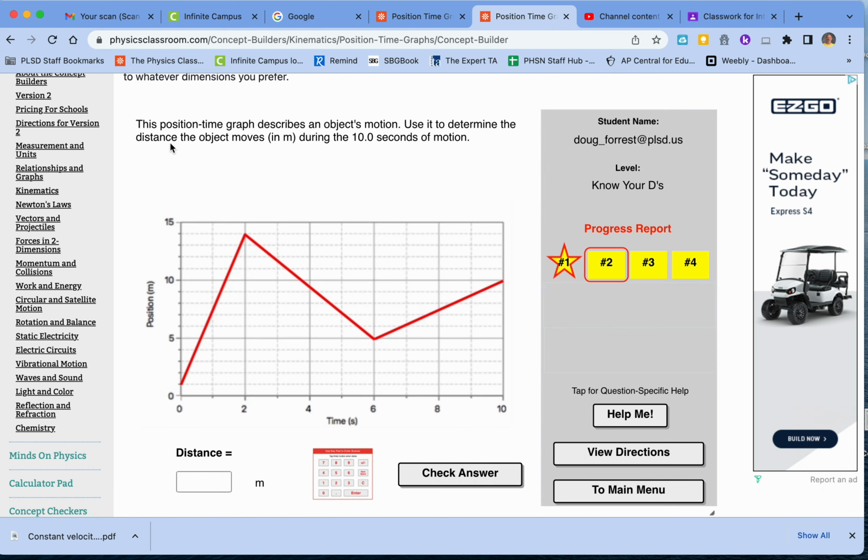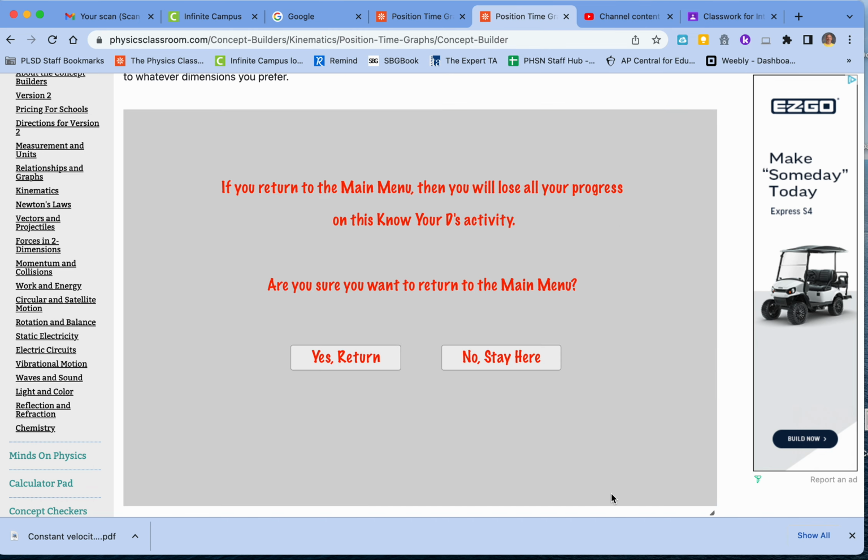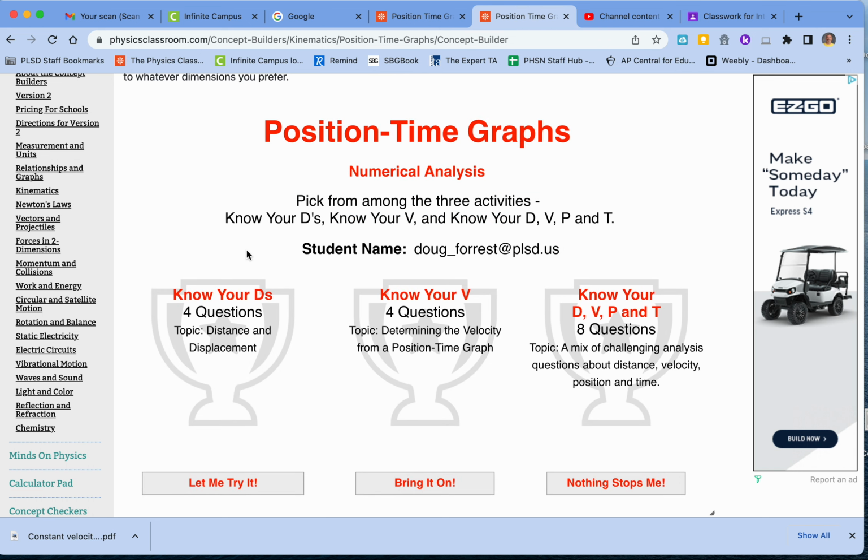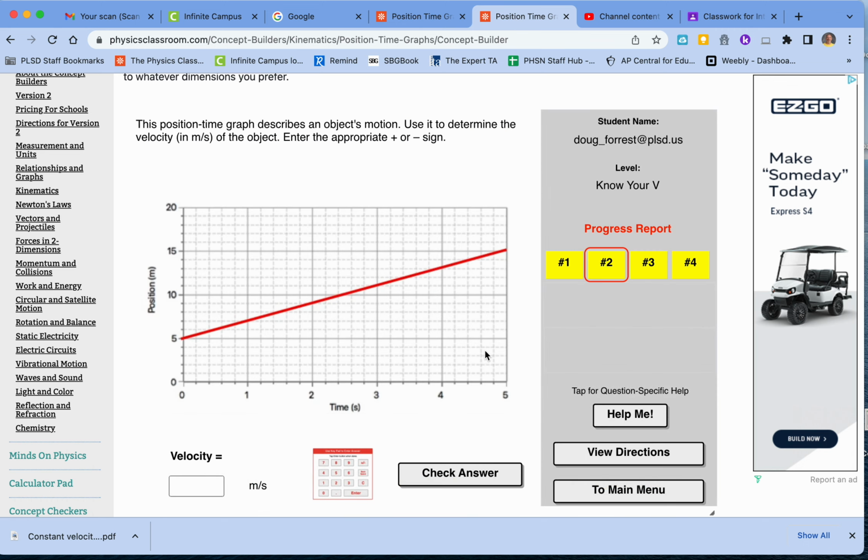So notice this one, it's asking about the distance. So I'd have to figure out the distance during this leg, add it to the distance in this leg, add it to the distance in this leg. So if it was just displacement, I'd look at my final position minus my initial position, and that's all I'd have to do. I'm going to go back to the main menu. Again, you want to finish the activity, get this nice colored in gold so that you get the points for that. But I didn't want to take the time to make a super long video.